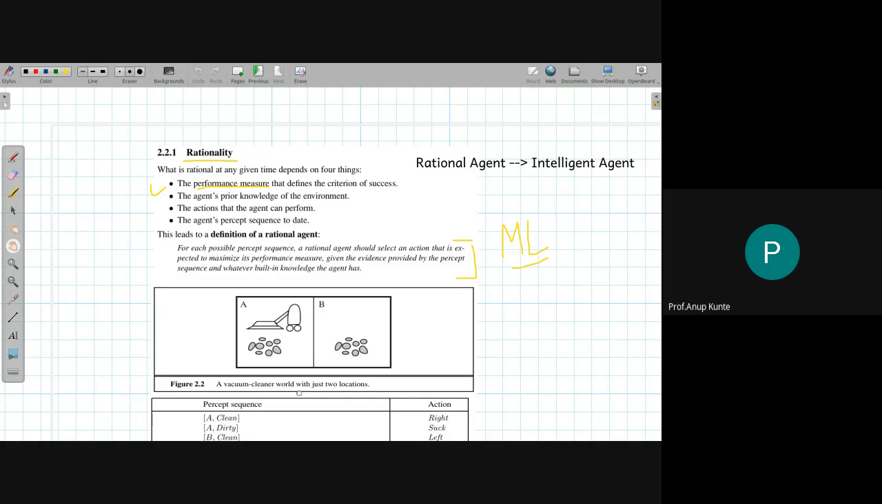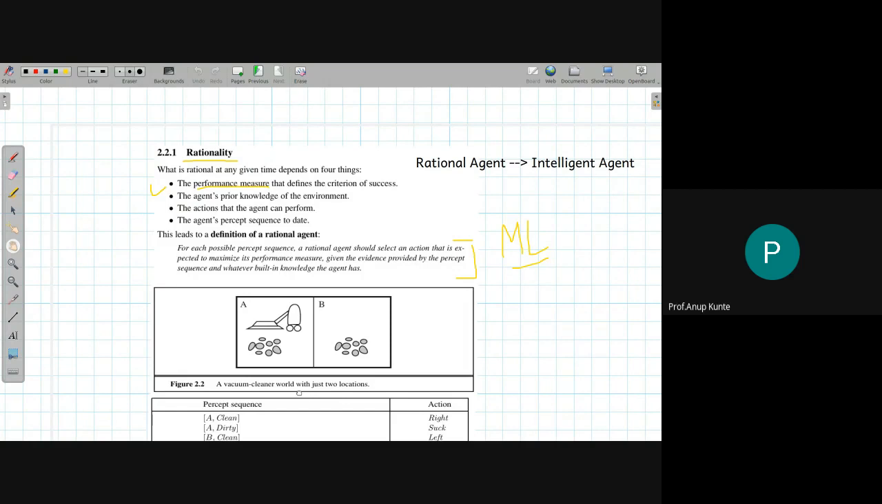So the designer of the rational agent should always put in effort analyzing what type of environment the agent is going to work in. Are there any particular types of environment? Are there any characteristics of that environment which may help the agent achieve its goals or help write its program properly? That is where the analysis of the agent environment comes in.